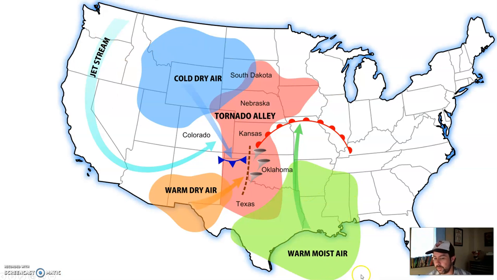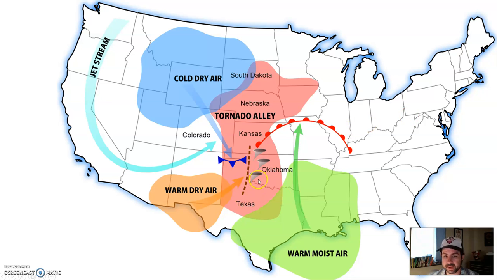You get this warm, moist air coming from the Gulf, where you have the first spawn of a thunderstorm. You get cold, dry air moving from the north. You also get some warm, dry air, and all of these conditions, upper level movement of atmosphere, all of these conditions create a perfect storm, no pun intended, for tornadoes.